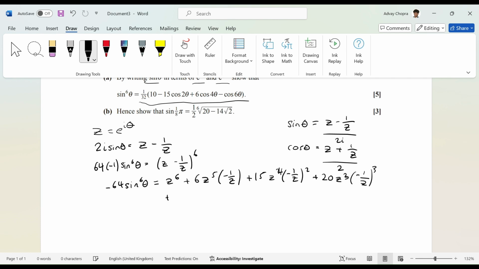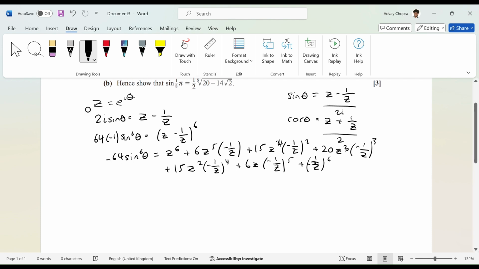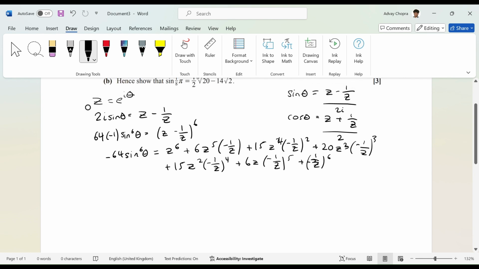Then we have plus 15, z to the power of 2 minus 1 over z to the power of 4, plus 6 z minus 1 over z to the power of 5, plus minus 1 over z to the power of 6. Okay, so this is very long, but it is just basic binomial expansion. So the next thing to do is basically simplify this down to remove the brackets.